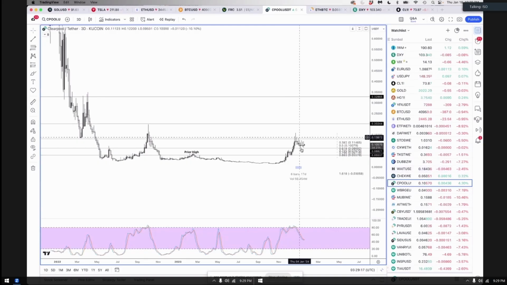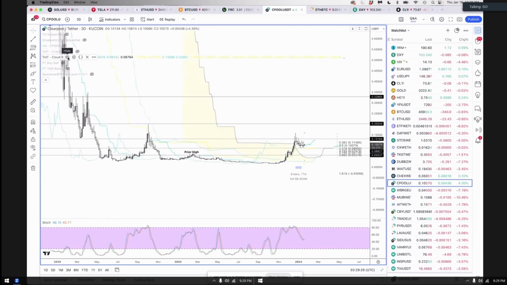Thing just kind of sitting here. I think 3-day cloud. Yeah, so it's still holding the 3-day Tenkan, right? If it starts to... there's a lot of wicks here, but if this has the ability to overpower sellers, then you start to get a pretty impulsive move.